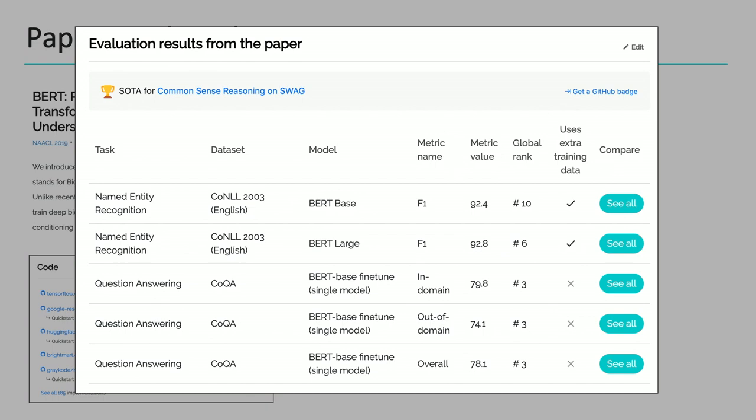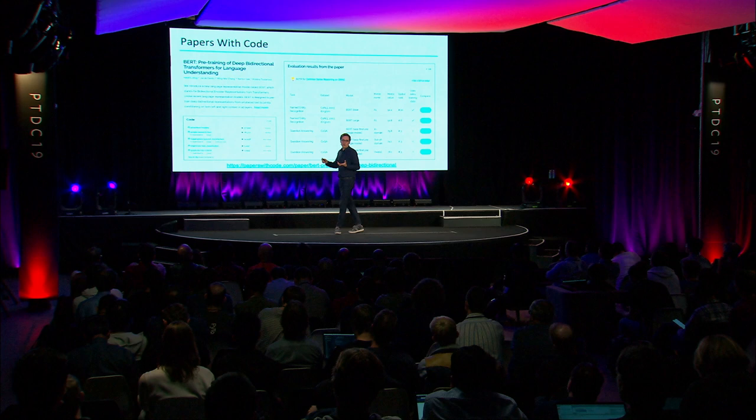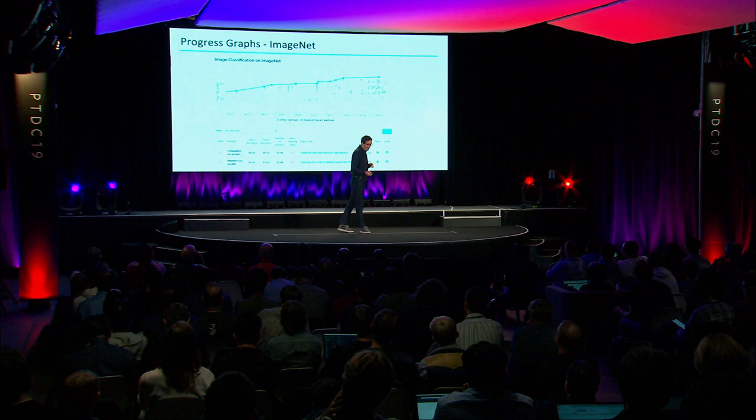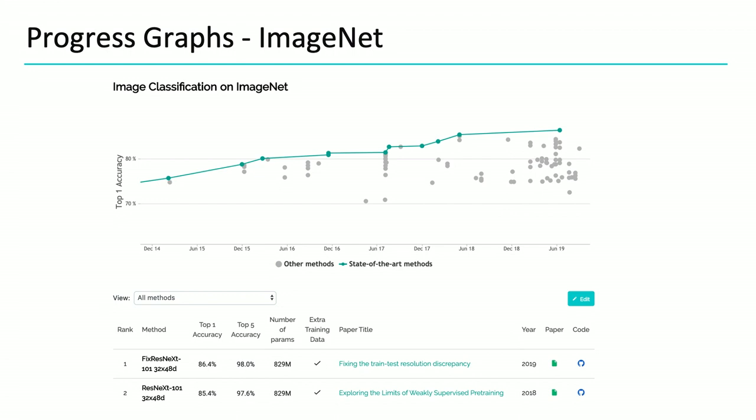And this is really Papers with Code. It's the paper plus the code links plus evaluation results that let you compare this paper in real time to all the other papers in the field. And because we do this across the whole field, we can tell you what's the current state of the art on thousands of different ML tasks.